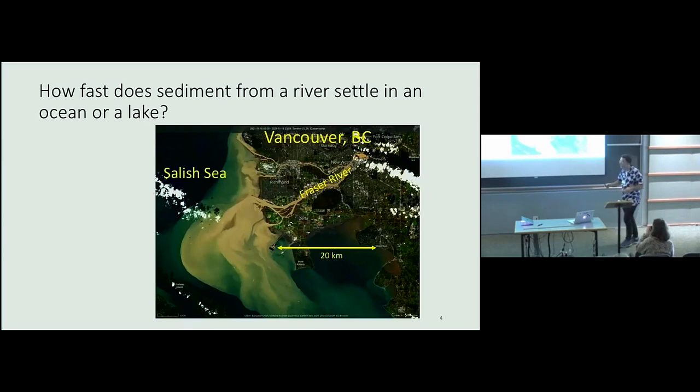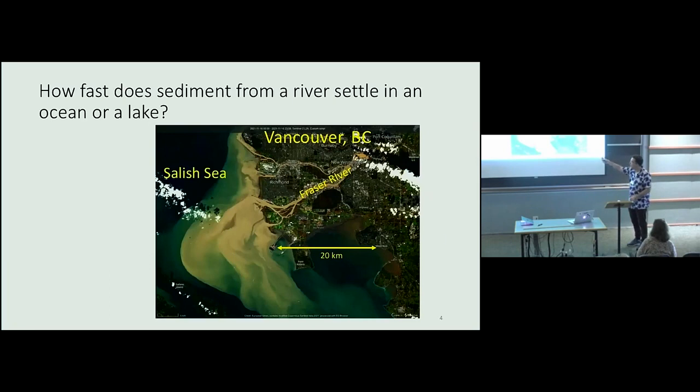It spreads out at least 20 kilometers offshore. And the Fraser River is a massive river. At peak flow, it's about 15,000 cubic meters per second. It's one of the big, great rivers in North America. In May and June, when the snow's melting in the mountains, you get a lot of flow in the river, a lot of erosion of material, and there's a very high sediment load.